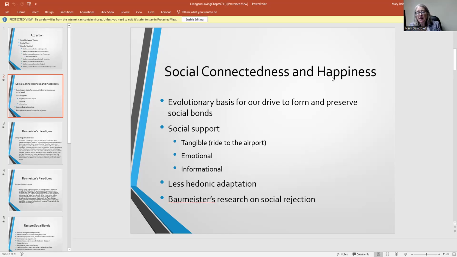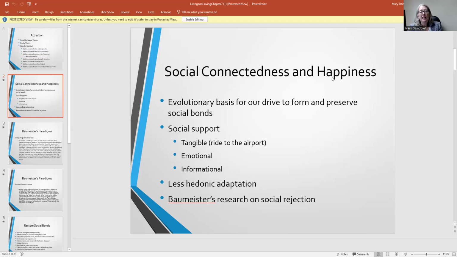Now, why does social connectedness lead to happiness? Why is it so important? Well, from an evolutionary basis, we should have a drive to form and preserve social bonds because that's what kept us alive from an evolutionary perspective, right? If a tiger came, if we could all fight against the tiger, we're going to be more likely to live. I'll be less likely to die. If we're all going to help to gather food, if we're all going to help to kill the tiger so we can eat the tiger, we're going to be more likely to live.